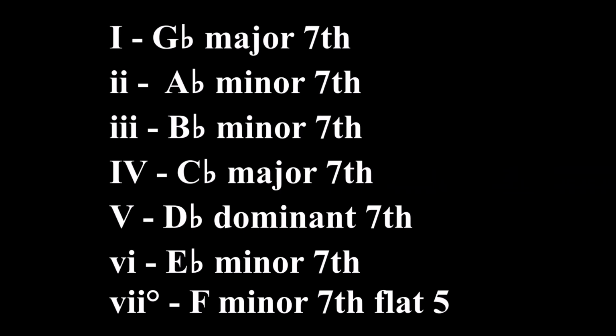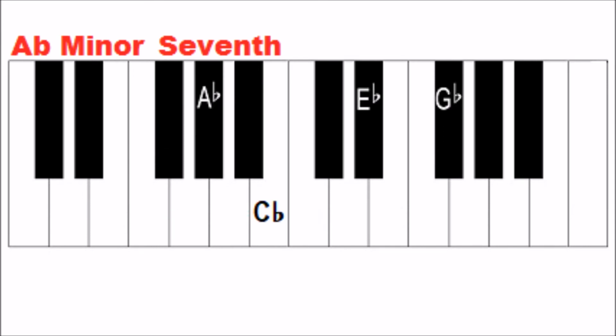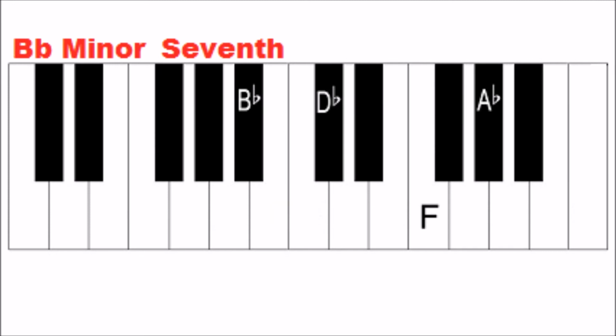What are the notes of each 4-note chord in the key of G flat major? The notes of chord 1, G flat major 7th, are G flat, B flat, D flat, F. The notes of chord 2, A flat minor 7th, are A flat, C flat, E flat, G flat. The notes of chord 3, B flat minor 7th, are B flat, D flat, F, A flat.